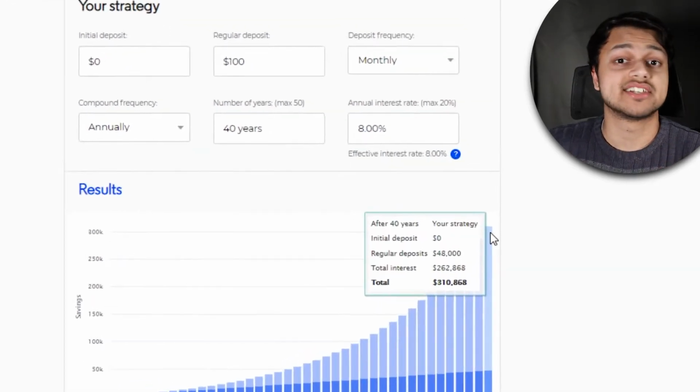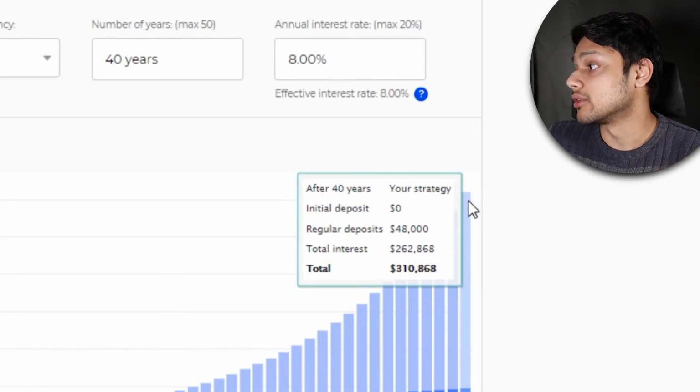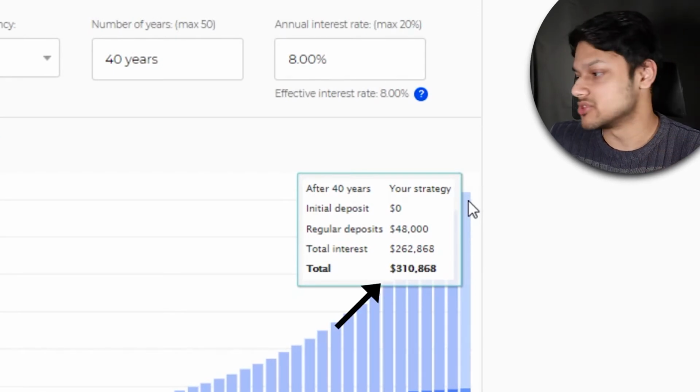Based on 40 years' worth of investment, when you turn 60, your investment should equal about $310,000, which is going to give you a six-figure net worth. How exciting is that? Okay, not that exciting, is it? It's really not that exciting.